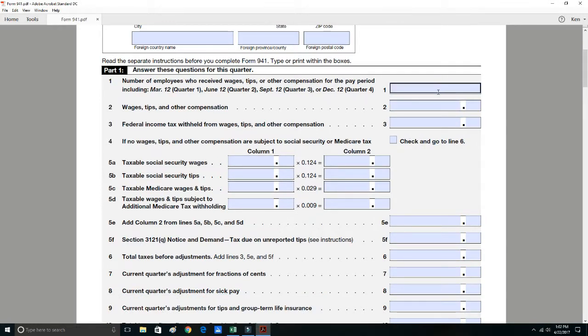There are numbers: how many employees worked, what were their wages, and what's the difference between this number and what's a taxable Social Security wage, what's a taxable Medicare wage. Is there this money that's additional Medicare withholding if they make over 200 grand a year? Once they get over $200,000, there's this. I believe that's still there.